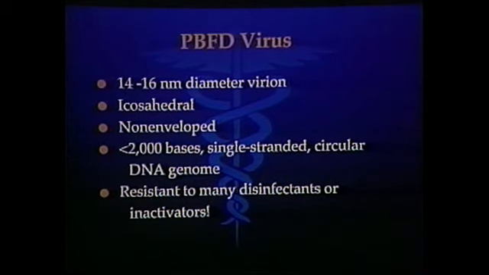PBFD virus is 14 to 16 nanometers in diameter. Like the other circoviruses, it possesses an icosahedral, non-enveloped nuclear capsid. The single-stranded circular DNA genome is small, roughly 1900 bases in length. And as I have previously mentioned, this small virus is resistant to many disinfectants that are commonly used as inactivators of other viruses.